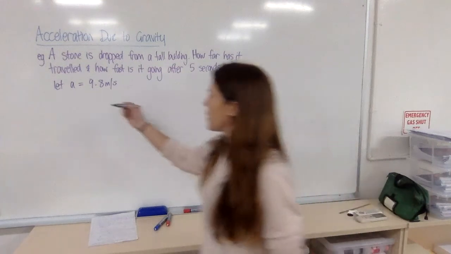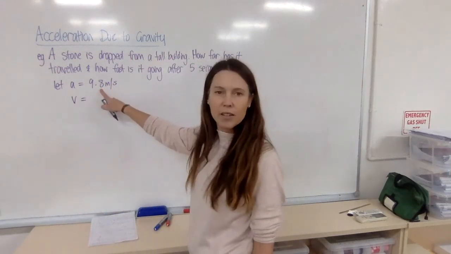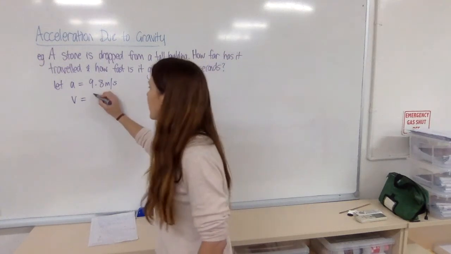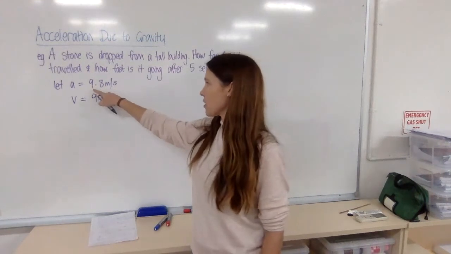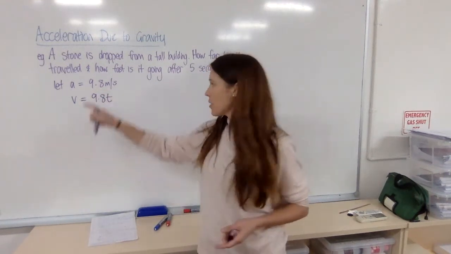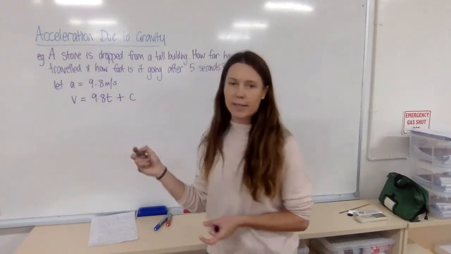All right then, so to find v, I need to integrate this, don't I? So to integrate, I'm going to get 9.8t. Notice how when I'm integrating with respect to time here, there was no time in it, so this is a constant, and now I just add my t, but I need plus c on the end.